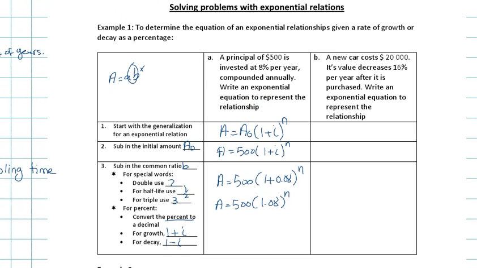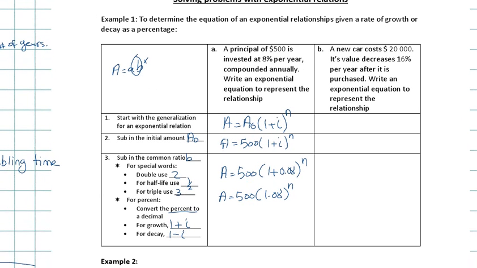So what would be my generalized equation? A equals A0 times 1 minus i. That's right. And it's 1 minus because it's a decrease. What's my initial value? So I'm going to replace A0 with 20,000, and then you will have 1 minus i to the power of n.